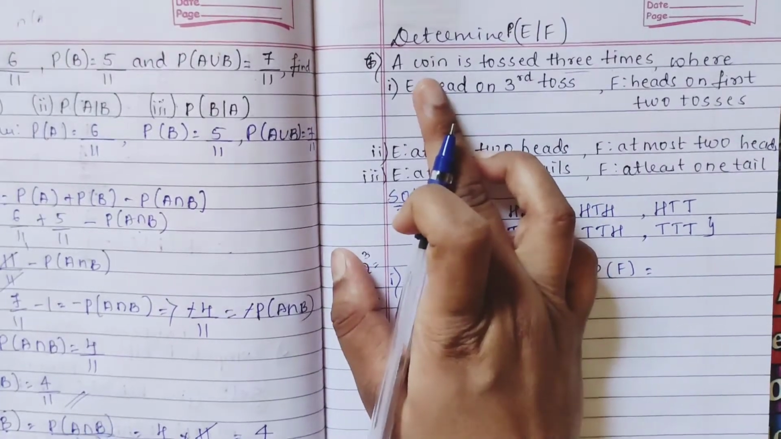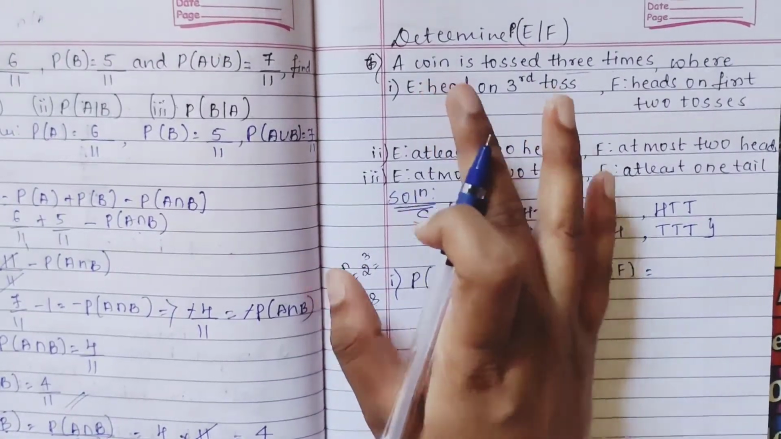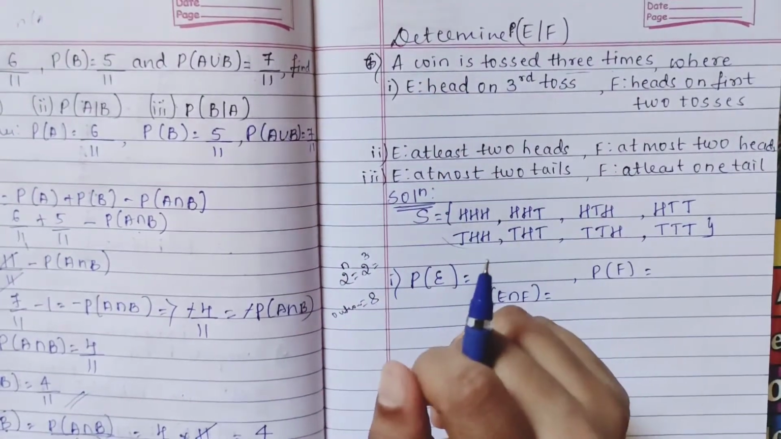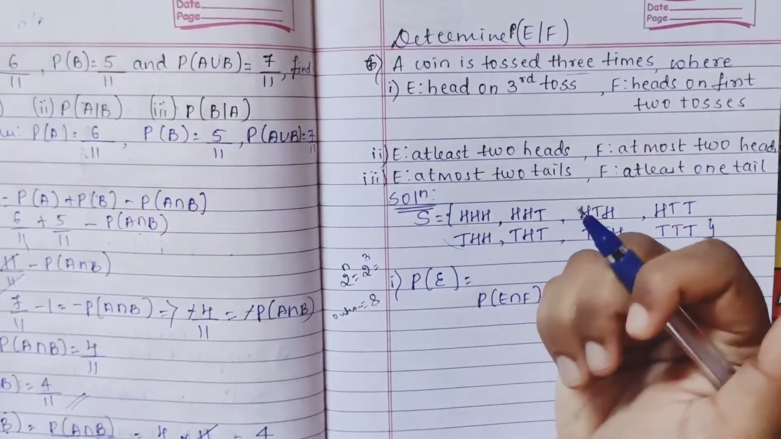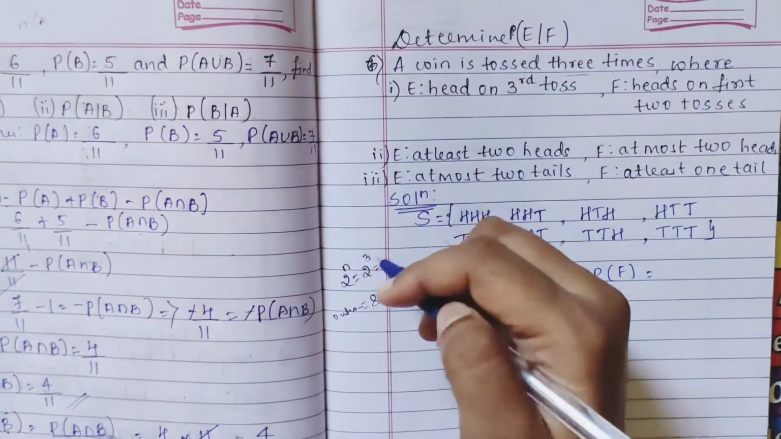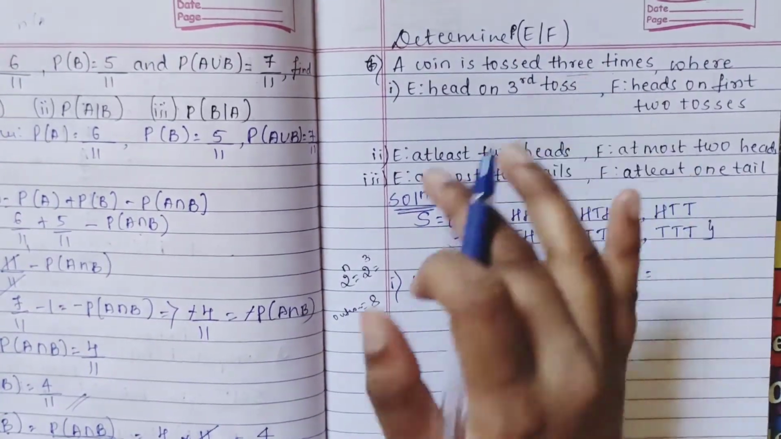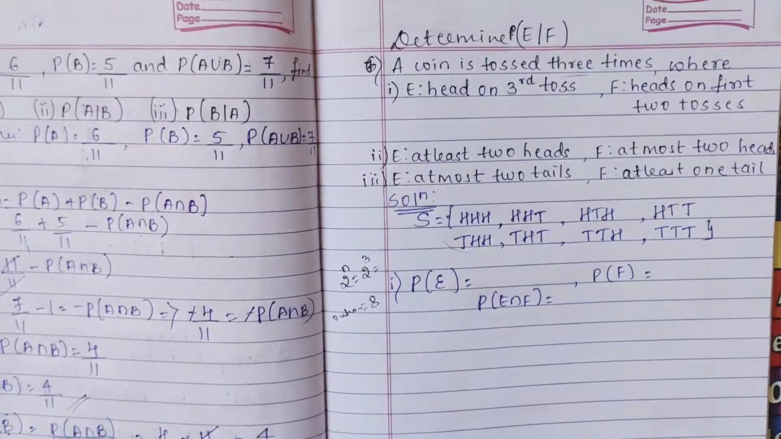Now the coin has 2 faces. Suppose they had given you a die. A die will have how many faces? It will have 6 faces, right? So 6 raised to n you have to do. How many times they tell you, that many times, in such a way.